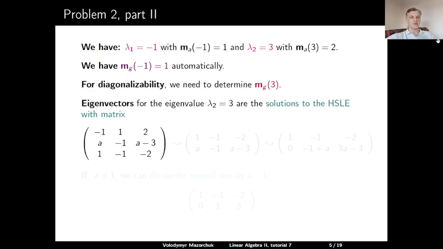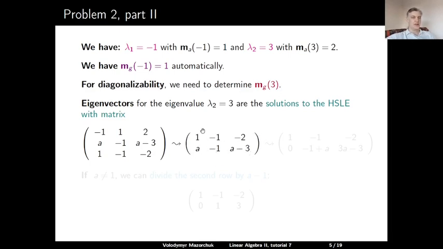So the eigenvectors for the eigenvalue 3 are the solutions to the homogeneous system of linear equations which we get when we take our matrix and subtract 3 on the main diagonal. So we get the matrix minus 1, 1, 2, a minus 1, a minus 3, 1, minus 1, minus 2. Here we see that row 1 and row 3 are linearly dependent, so we delete row 1 and put row 3 as row 1. So we get 1 minus 1 minus 2, a minus 1, a minus 3.